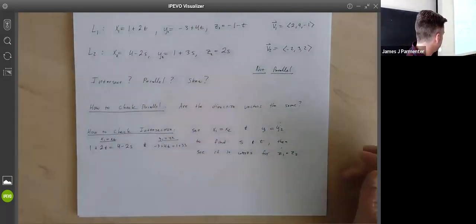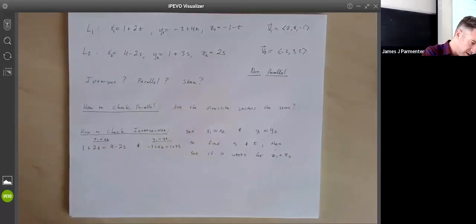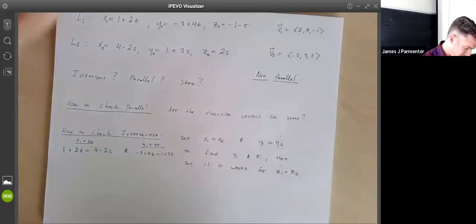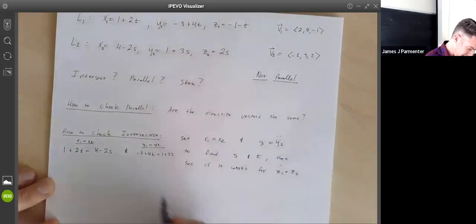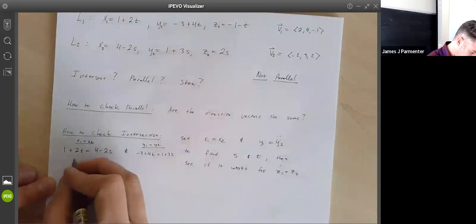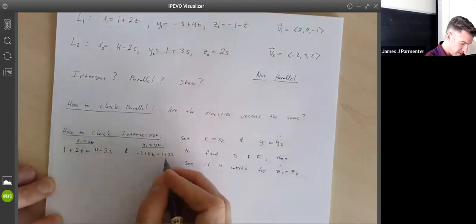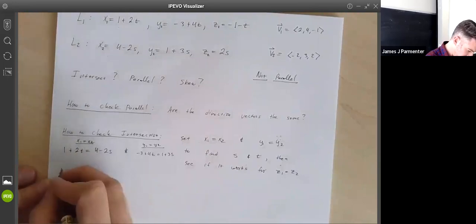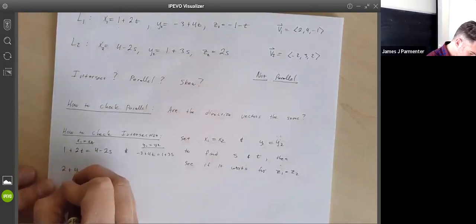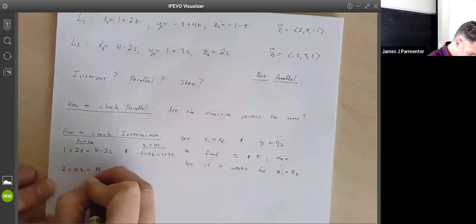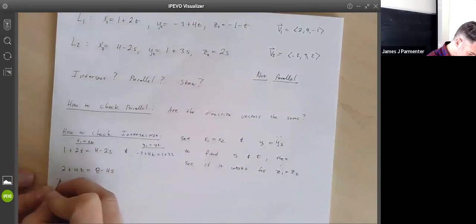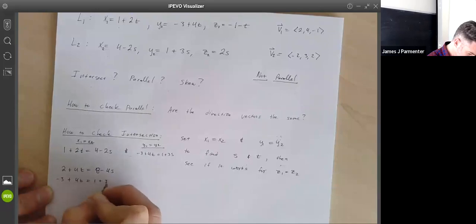There isn't any one particular way of solving this. I would probably find a 2t here. Actually, what I would probably do is write this below here and multiply this by 2. So 2 plus 4t equals 8 minus 4s. And then I'm going to subtract this equation from it: -3 plus 4t equals 1 plus 3s.